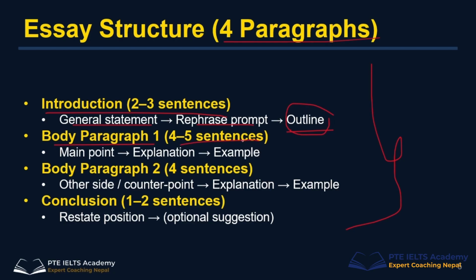Paragraph 2, body paragraph 1, 4 to 5 sentences. This is where you present your main point. The formula is simple. State your main point, explain it in more detail, then give a specific example to support it. For example, you might cite a study, a statistic, or a real-world situation. Good examples add credibility and help your development and coherence score.